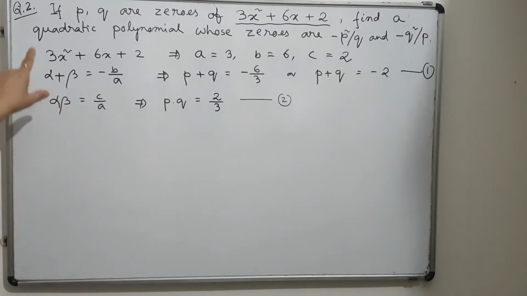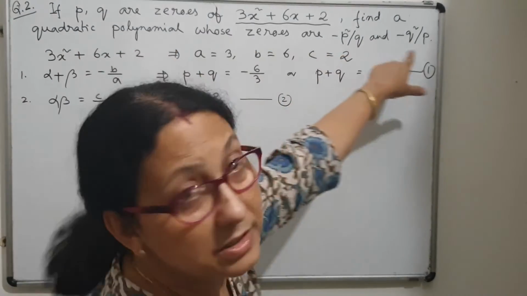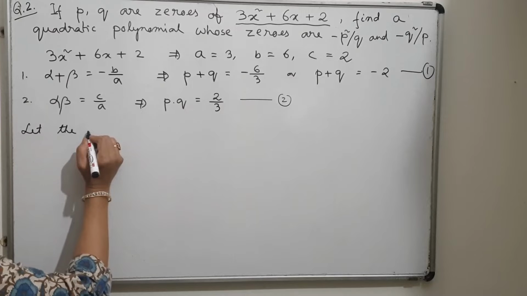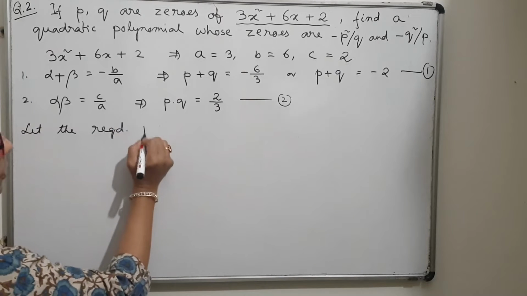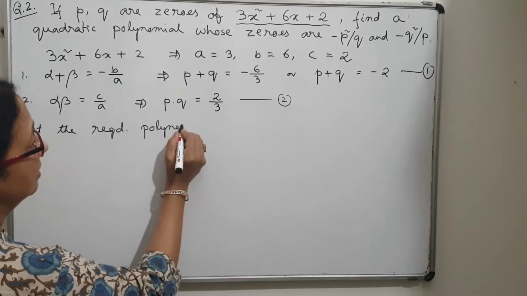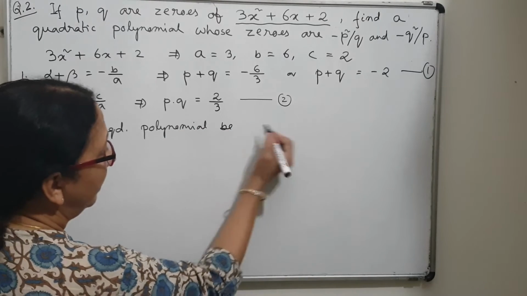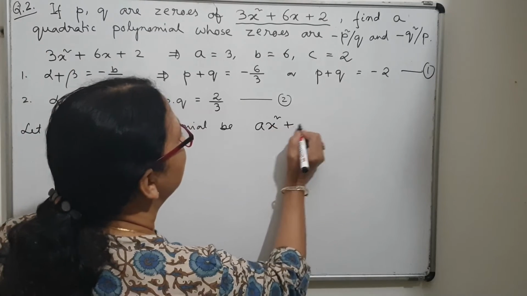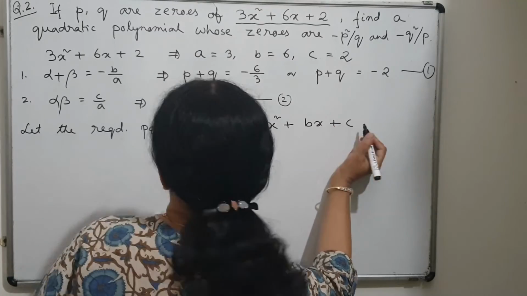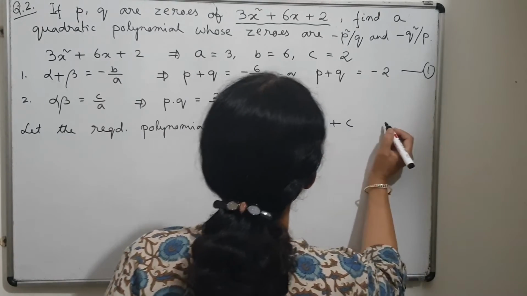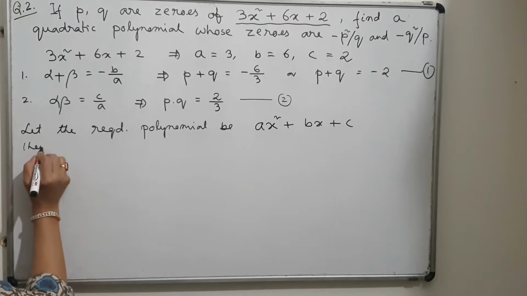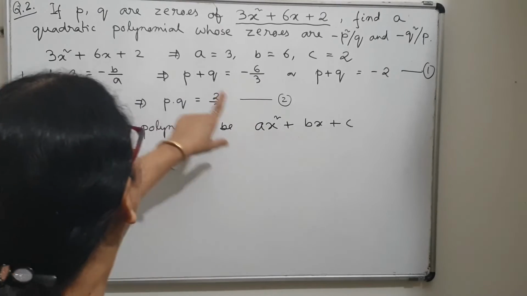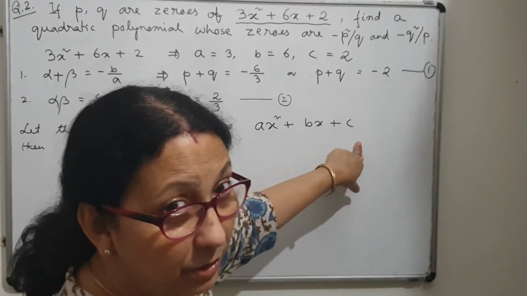Now we have to find a quadratic polynomial whose zeros are these and these. So let me write it this way: let the required polynomial, that is the polynomial which we have to find out, be the standard one. It is a quadratic, so ax square plus bx plus c. Then the relationships we can write for this polynomial also.